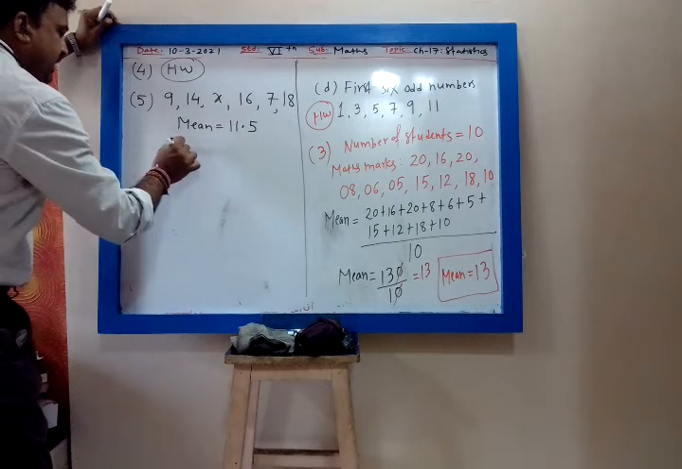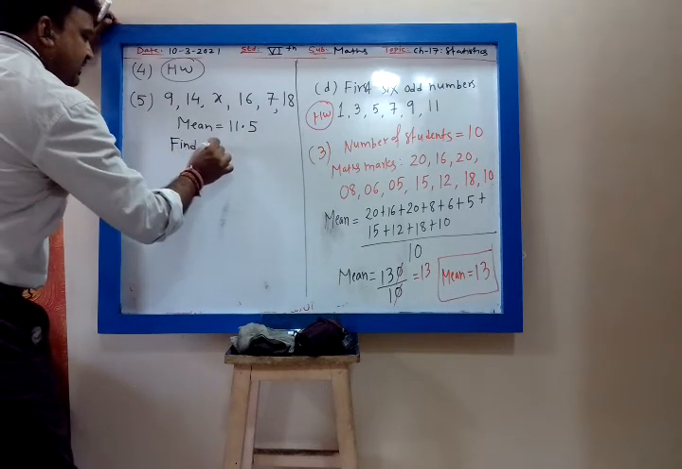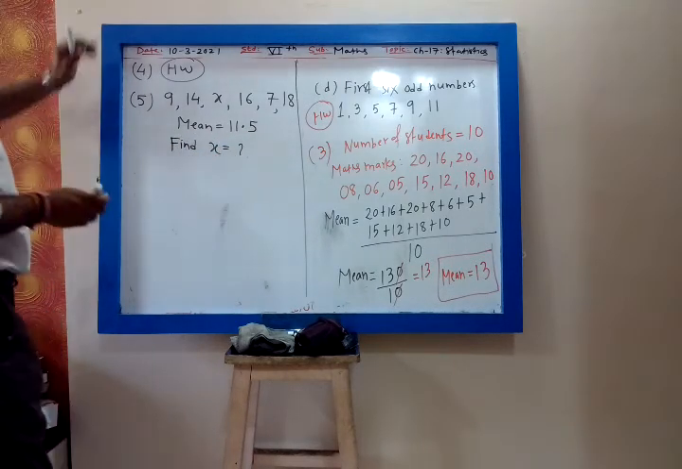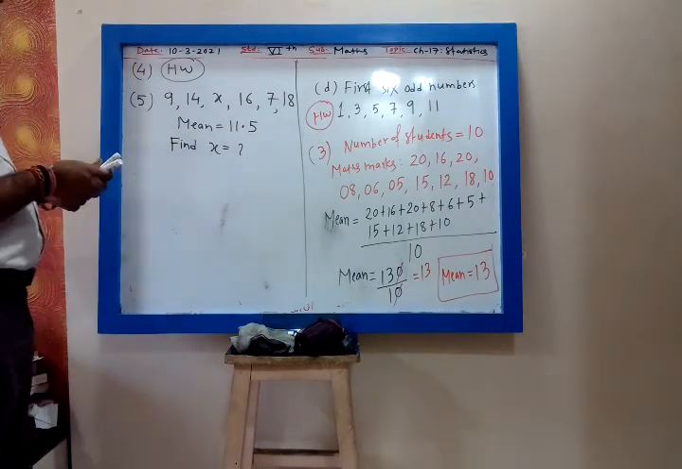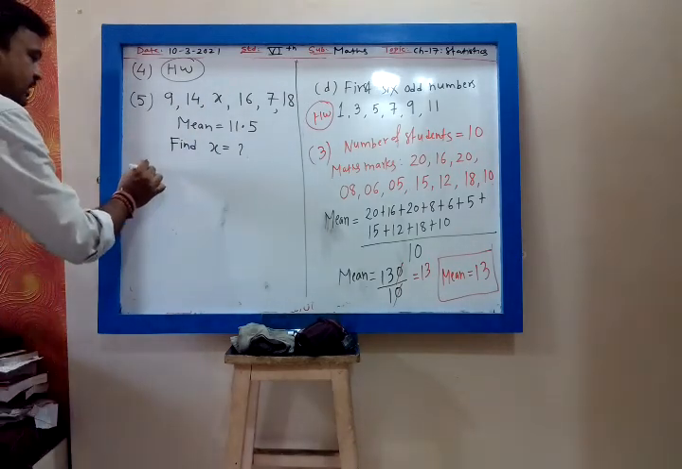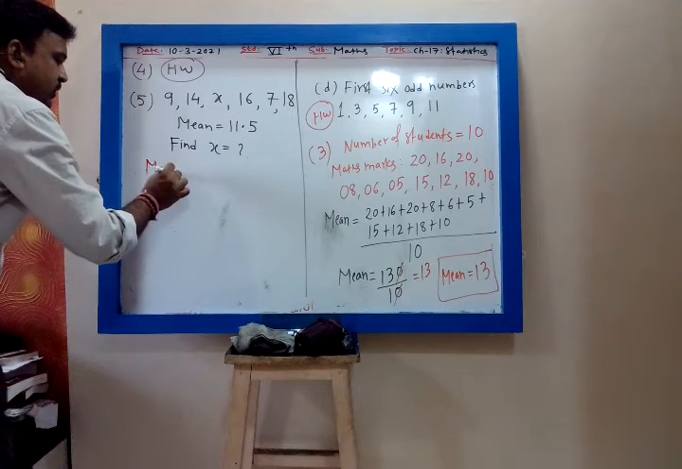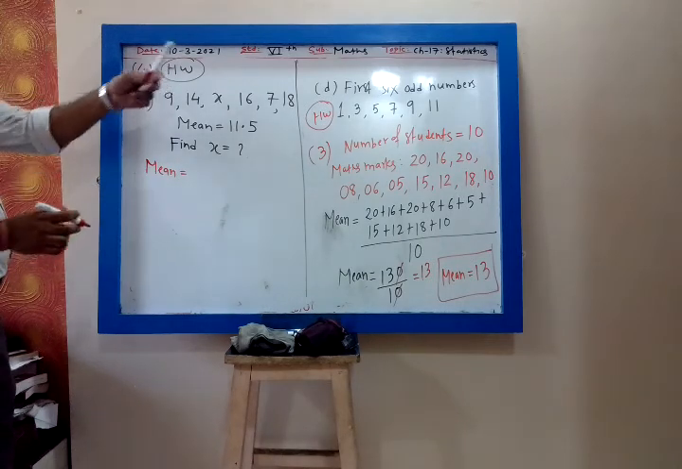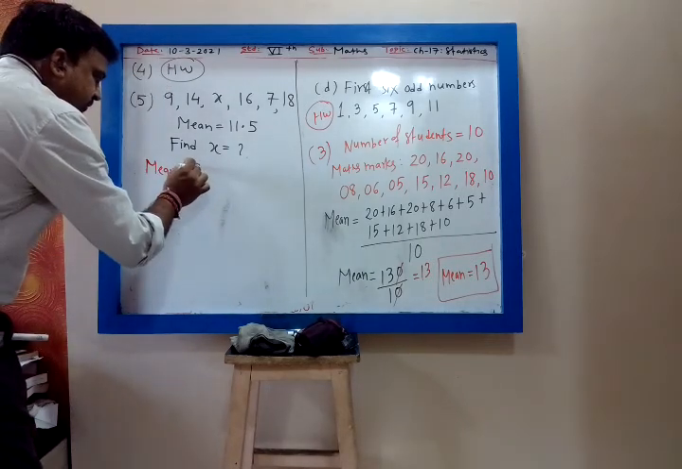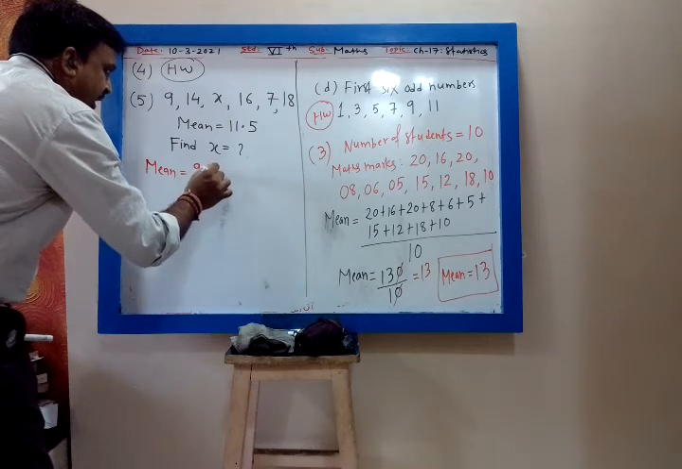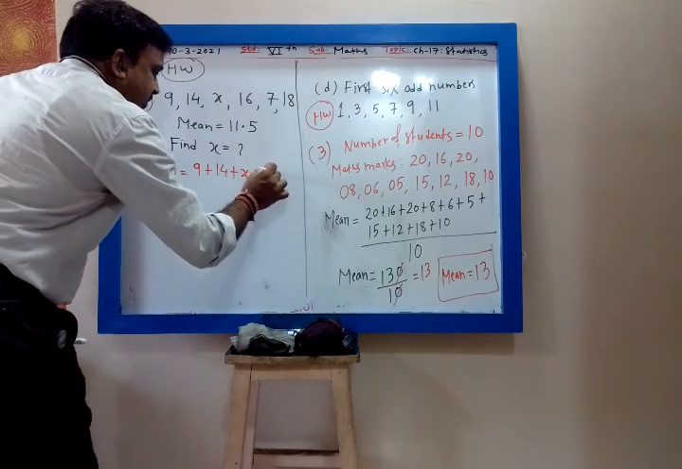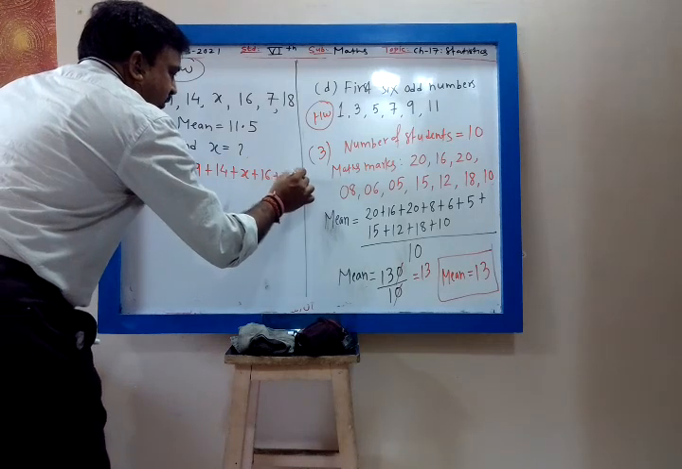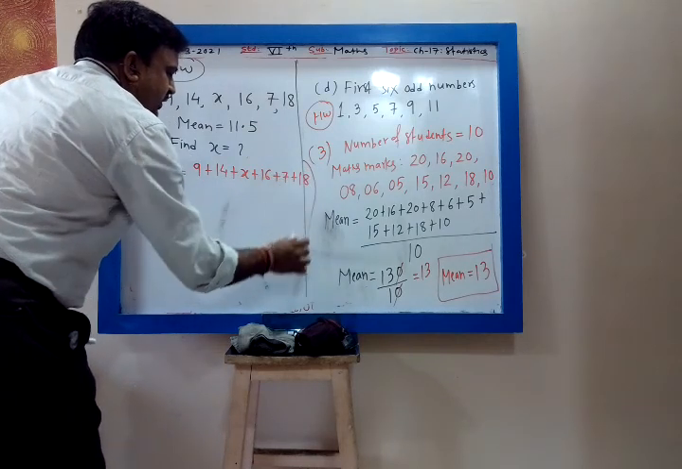So what do we have to find? We have to find x. So these are the values given, mean value given. Find x. So what is the formula for mean? Tell me. Sum of all the values: 9 plus 14 plus x plus 16 plus 7 plus 18. You add all the values.